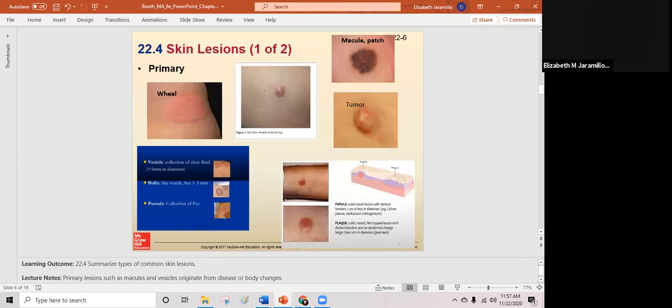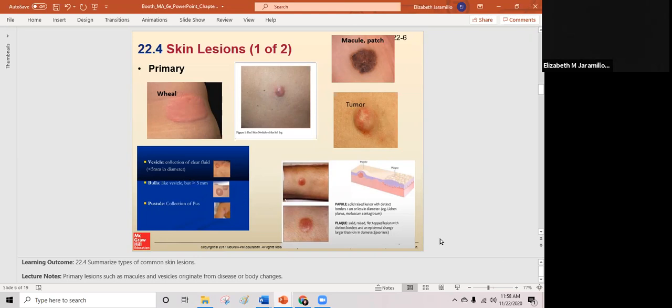So primary lesions such as macules and vesicles originate from disease or body changes, okay? So this is an example of a wheal. It's a little bit raised there, okay? A macule or a patch, a little discoloration in color there, okay? So a vesicle is a collection of clear fluid. A bulla is a little bit bigger, as you can see, and then a pustule is a collection of pus. Okay, this bulla kind of looks like a blister.